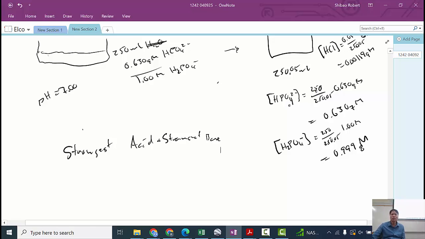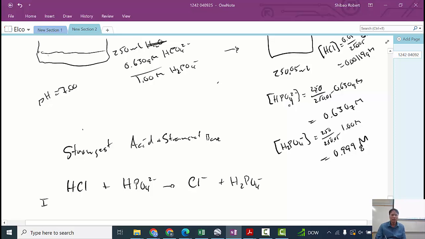In this case, the strongest acid is going to be HCl. And the strongest base is going to be the monohydrogen phosphate, not the dihydrogen phosphate. So the base is going to pluck the hydrogen off the acid. So what we're going to be left with is chloride plus dihydrogen phosphate.